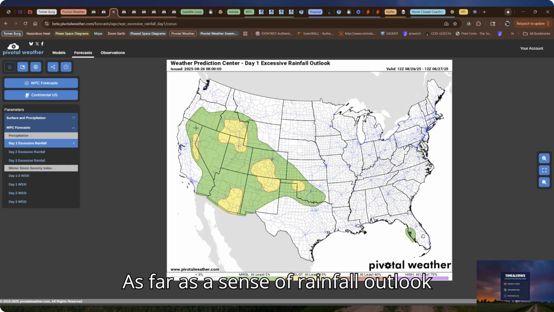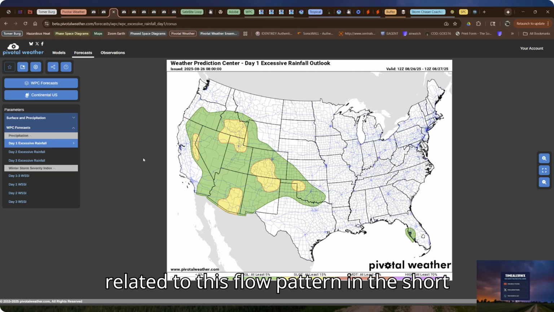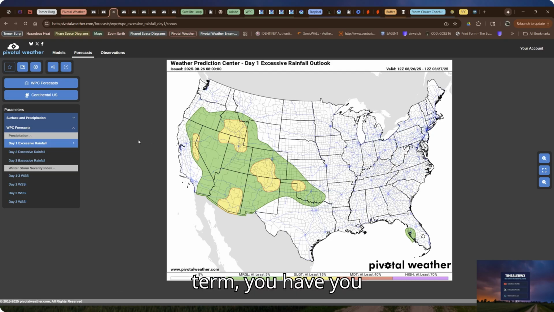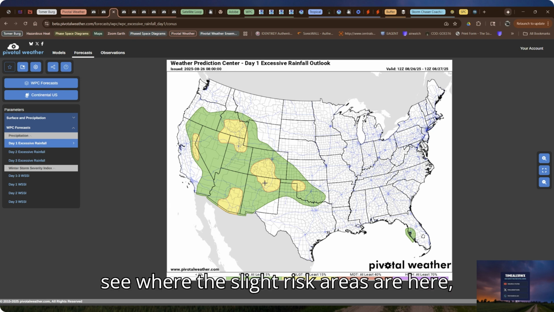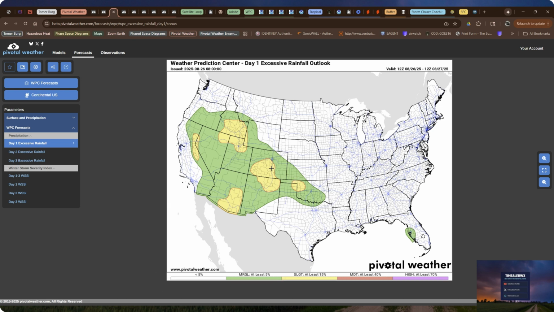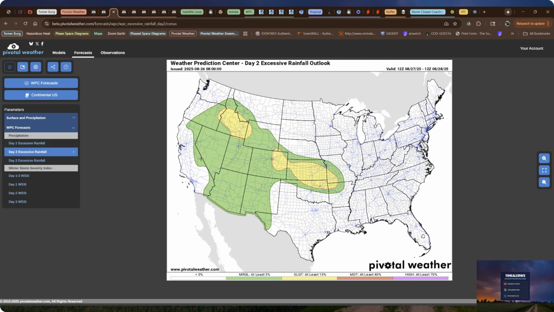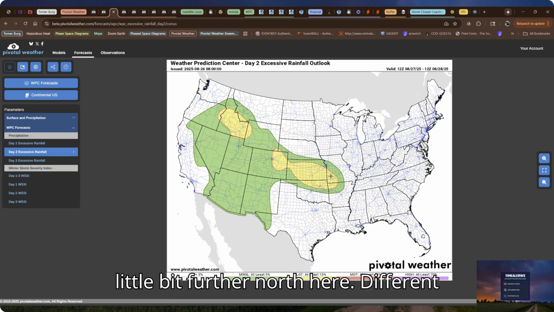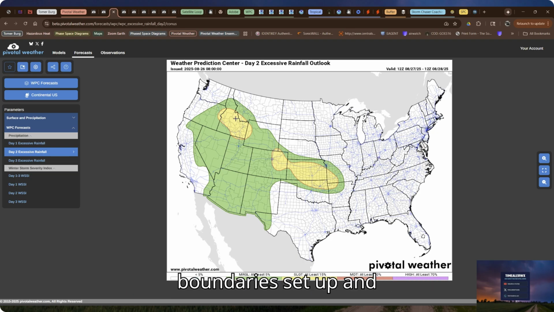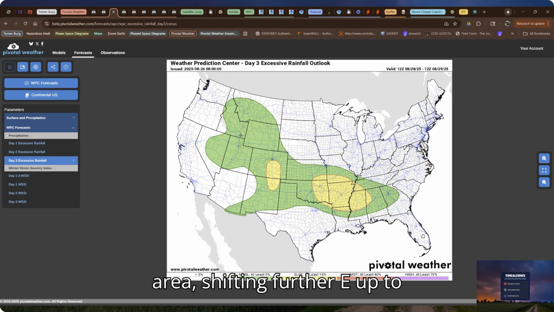As far as an excessive rainfall outlook related to this flow pattern in the short term, you see where the slight risk areas are here. A good portion of the Mountain West moving into North Texas, good part of Oklahoma, moving into day two. See, it's generally the same areas, maybe a little bit further north here. Different boundaries set up, and just the pattern is very stagnant in this area.